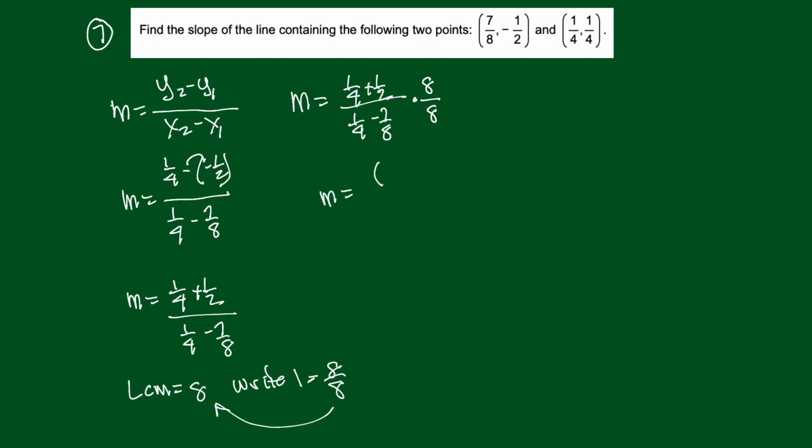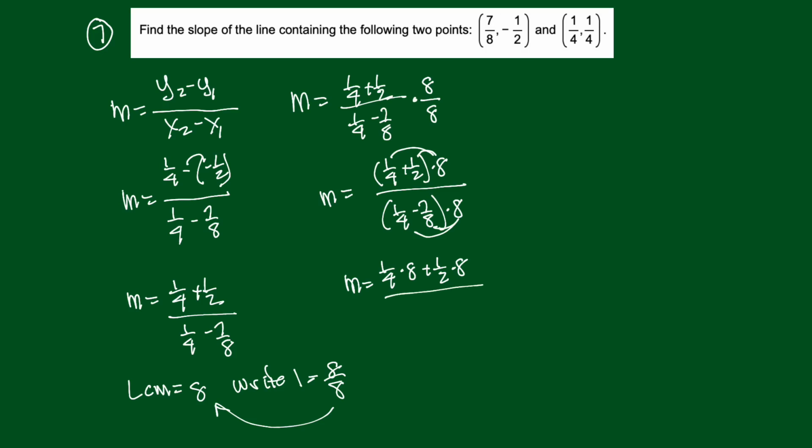The slope is equal to 1/4 plus 1/2 times 8 over 1/4 minus 7/8 times 8. And now what do you do? You multiply the 8 in. So you get this: 1/4 times 8 plus 1/2 times 8 over 1/4 times 8 minus 7/8 times 8. Now, all of this stuff here, you're not going to be writing. You're going to get to this point right here.